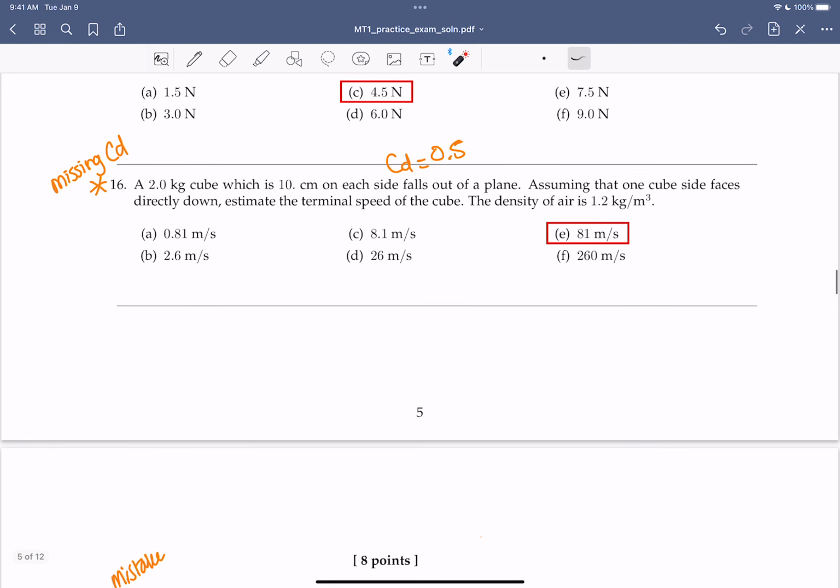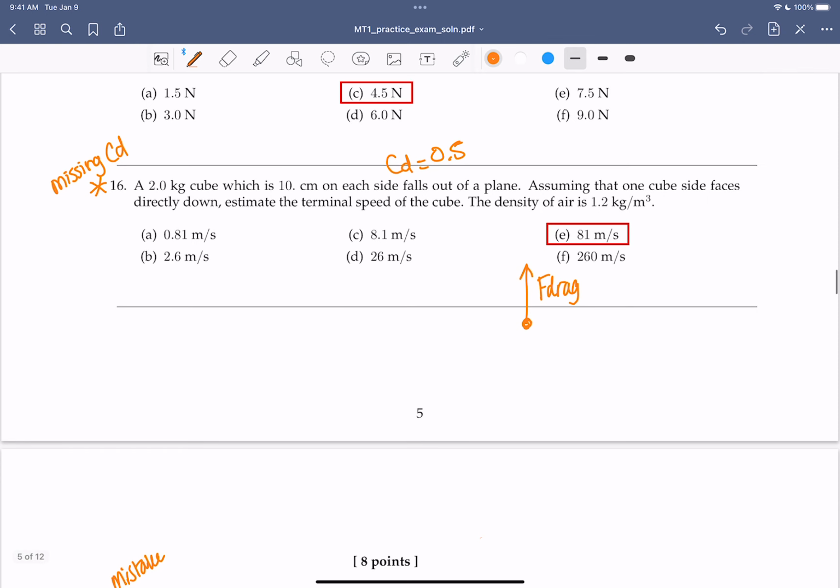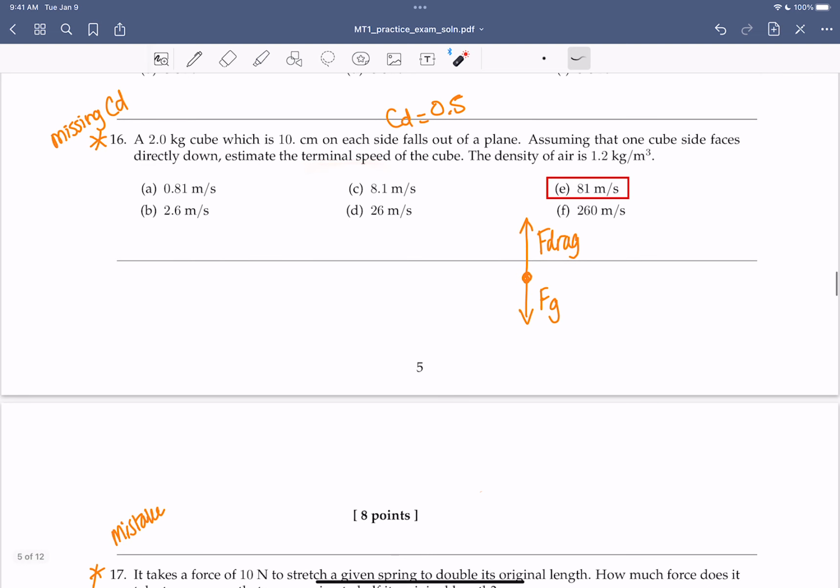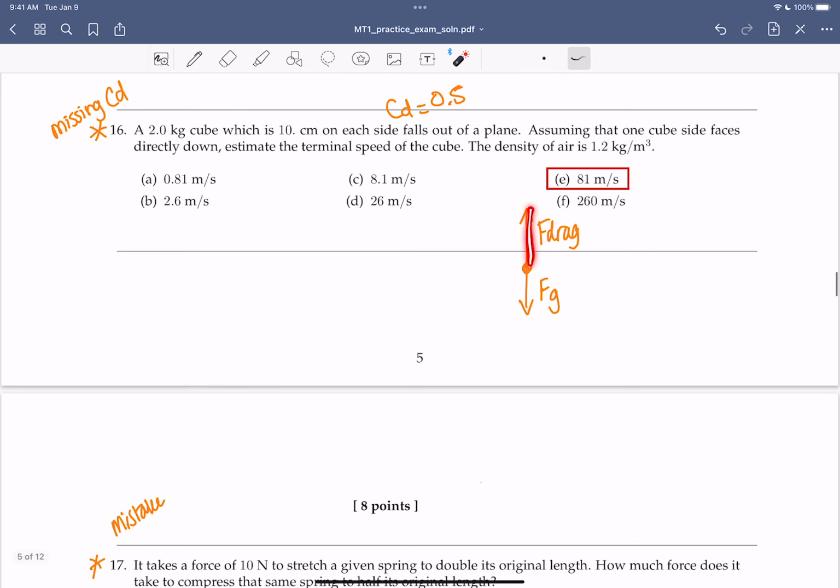In this case, if a cube is falling out of a plane, everything is along the y-axis. You have this cube right here. Drag is acting against it, kind of like a friction force, air resistance, and you have gravity pulling it downwards. Terminal speed is reached when F drag is equal to the other forces along the same axis, and the other force along that axis is gravity. So F drag equals gravity. That's when our terminal speed would occur.